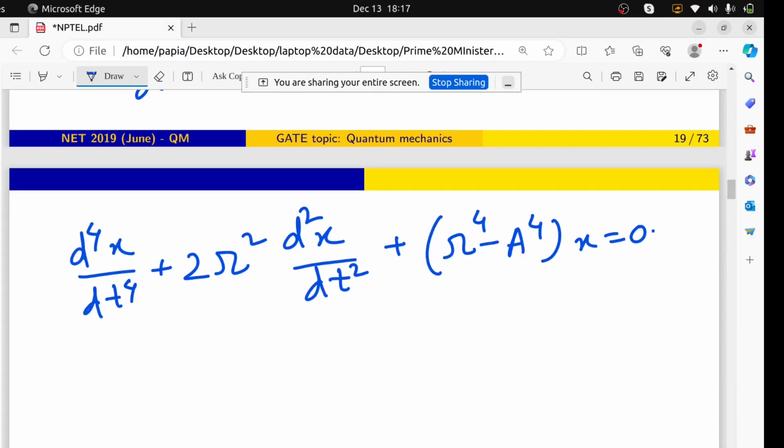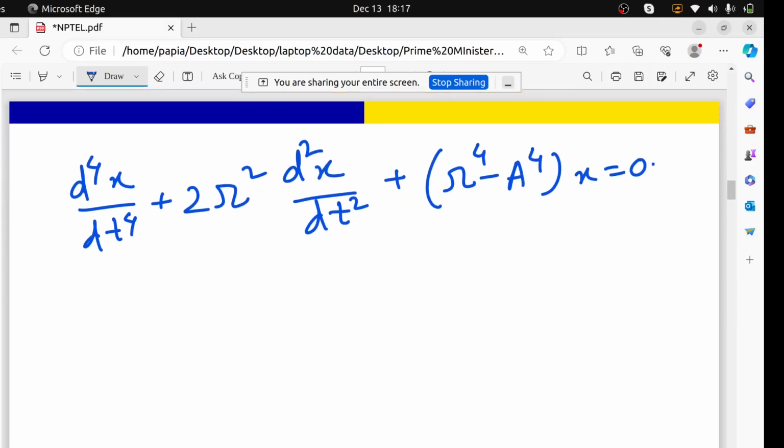Now you can see that this is a fourth order differential equation, right? d⁴x/dt⁴, something like that. So we have to simplify that one. How to simplify? Let me write here like that. x equal to e to the power mt, right? I'm writing like that.